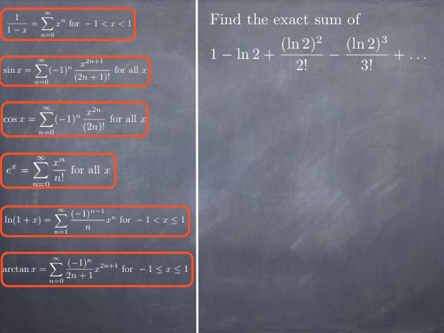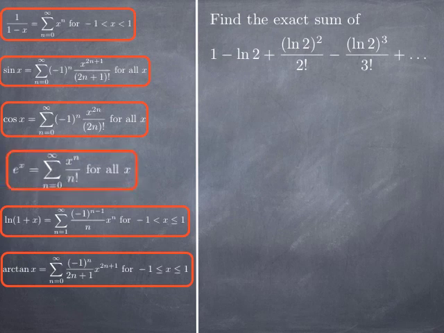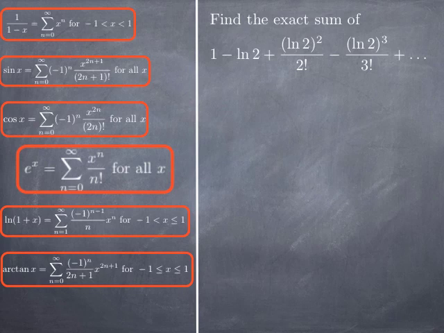Now, instead of a closed form formula, we start with the first few terms of a series. 1 minus natural log of 2 plus (natural log of 2) squared over 2 factorial minus (natural log of 2) cubed over 3 factorial plus (natural log of 2) to the 4th over 4 factorial, and so on. So it seems that we have terms to the power n divided by n factorial, so that suggests to use again the power series representation for the natural exponential function.